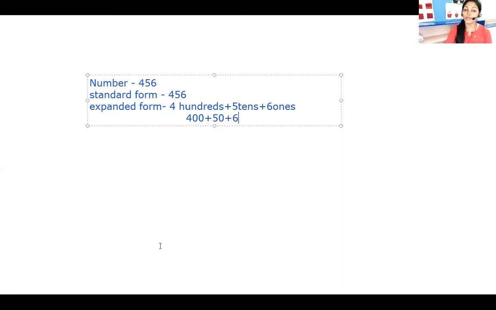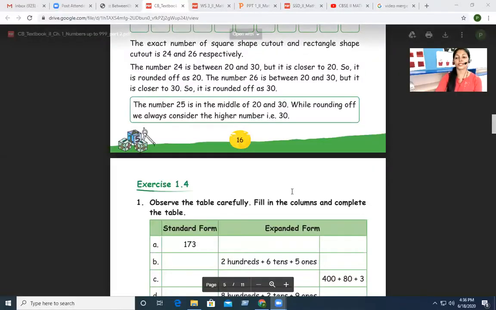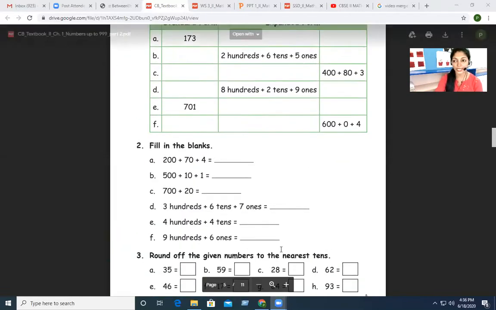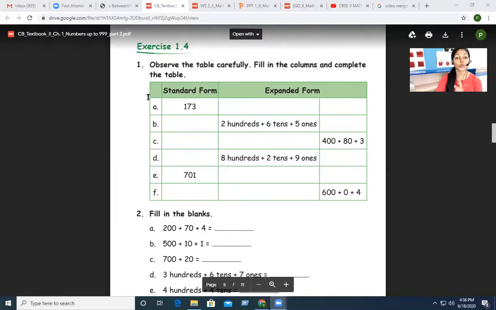Okay, so now we will solve the exercises from the textbook. Okay. So now I'm going to share with you the textbook and show you which exercises you have to do, and then you will have to complete it. Is it clear? Alright, let me share the exercise. Yes, so here is the exercise which is in page number 17. Okay, you will have to do only question number 1, question number 2. Exercise 1.4, question number 1, question number 2.